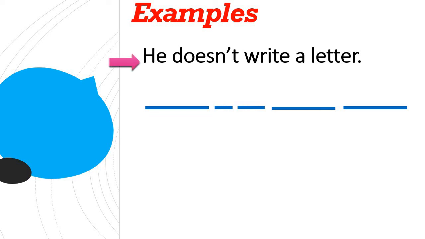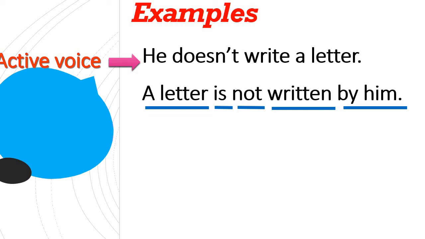This sentence is in active voice. මේ example එක ඔයාලට දීලා තියෙන්නේ active voice වලින්. Now we are going to transfer this into passive voice. දැන් අපි මේක passive voice වලට transfer කරන්න යන්නේ. This is the passive voice sentence. A letter is not written by him. This sentence is in passive voice.